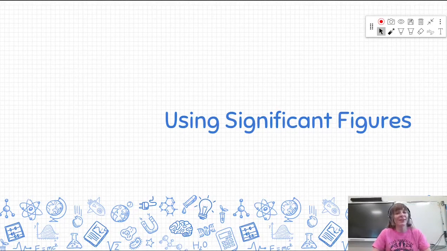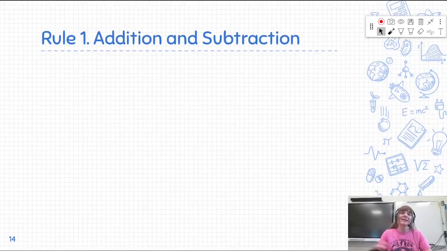Today we are going to continue our topic of significant figures. This time, however, we are going to look at the rules on how you use significant figures when you do things like addition, subtraction, multiplication, and division.